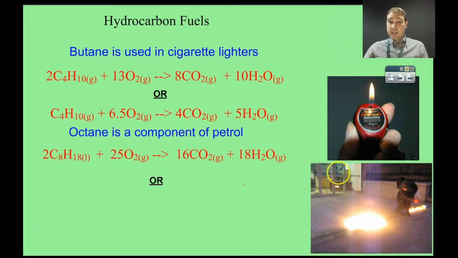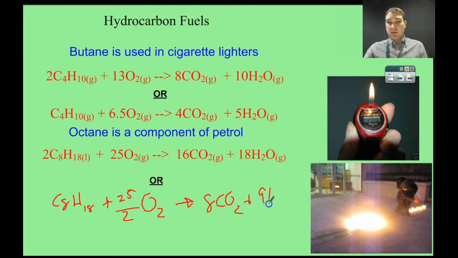Let's have a look at octane down here. So down here, guys burning petrol. So octane is burning in oxygen, producing carbon dioxide and water. Now everything there is doubled again to get a whole number ratio. So what I'm going to do instead is I'm going to just divide that down by 2. So we get C8H18 plus. Now, rather than doing it as a decimal, which we've done here, we could do this as a fraction. So we'd call that 25 on 2 oxygens, and that goes to 8 carbon dioxides and 9 waters.